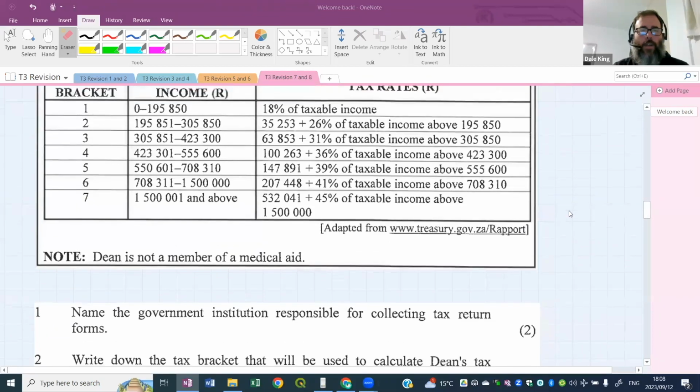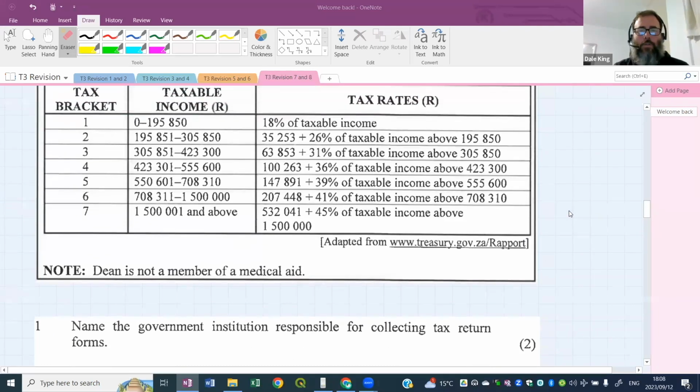Here we go. Name the government institution responsible for collecting tax return forms. The government institution responsible for collecting tax returns. Everyone should know this. You guys will deal with them. Yes, Tiamo. Good job, Ben. Yes, everyone knows it's SARS, South African Revenue Service. Okay. So let's put that in there.